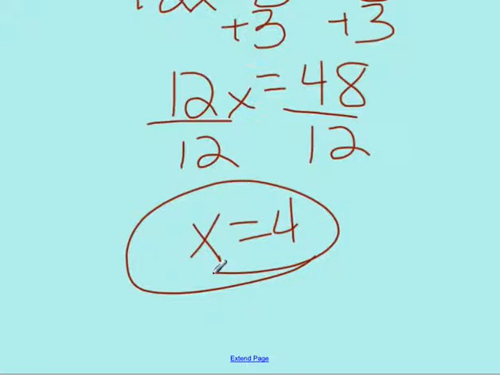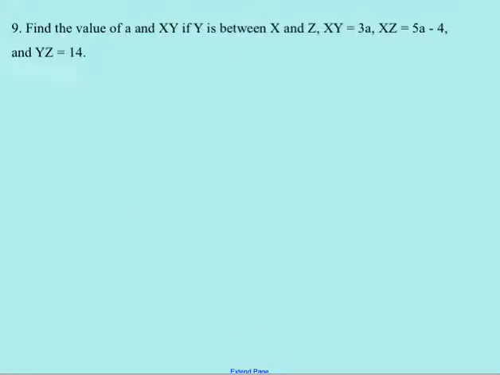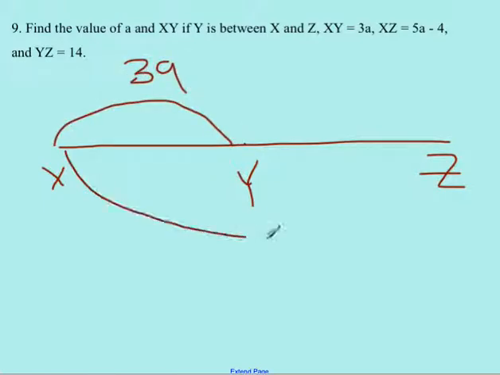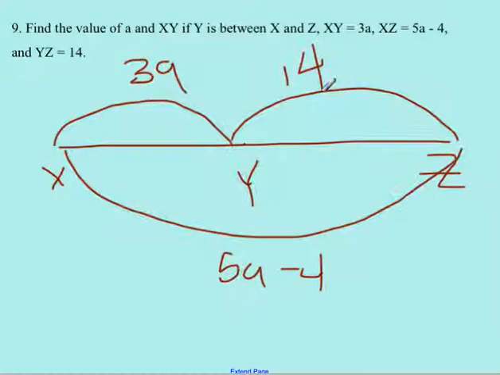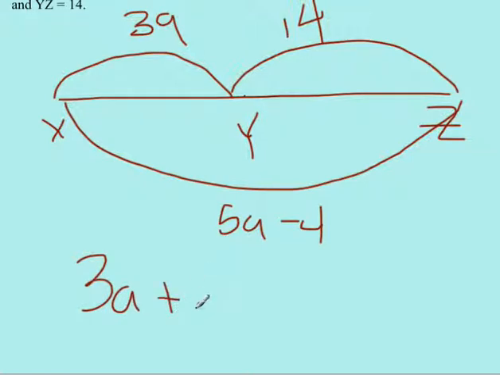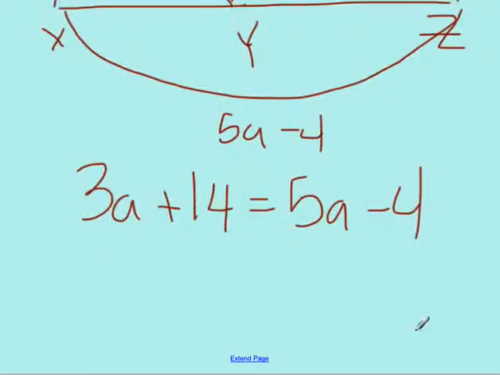So let's go ahead and set up number 9, and then I'm going to have you do that on your own. So we have XY, and we know that Y is between X and Z. So for XY, we have 3a. For XZ all the way across, we have 5a minus 4. And for YZ, we have 14. Okay, so to set this up, we know that 3a plus 14 has to be equal to 5a minus 4. So go ahead and solve that for a for me.